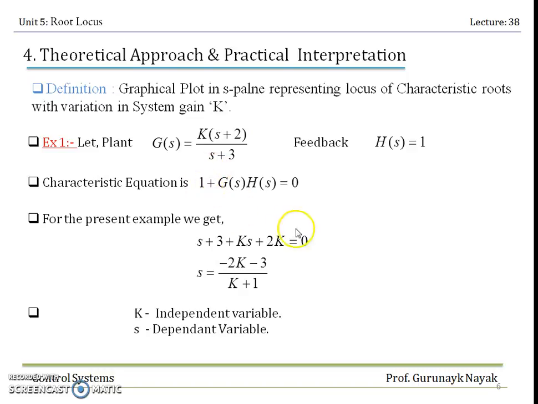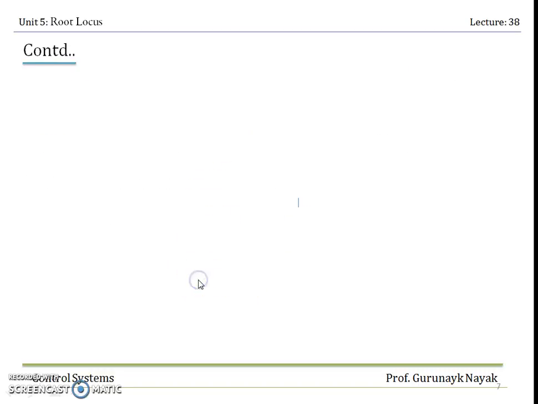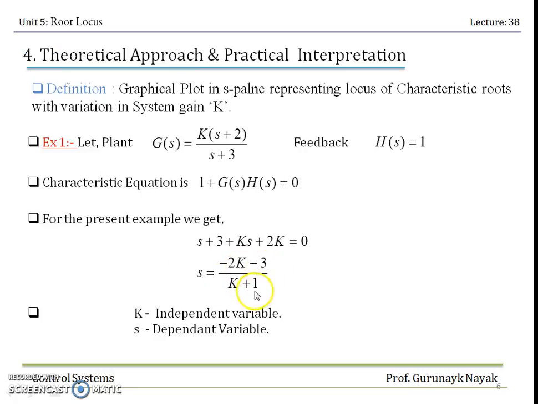Therefore, we need to frame the characteristic equation as the characteristic root expressed in terms of the system gain k. So this is the characteristic equation, and the roots of this equation are called the characteristic roots. When we don't consider k, or take k as 1, the characteristic roots will be finite. But when we consider the variable k, for different values of k from 0 to infinity, we will have different characteristic roots. So expressing the characteristic roots in terms of k will help us to obtain the graphical plot, or root locus. k is the independent variable, and the characteristic root of the system is obviously dependent on the system gain k.